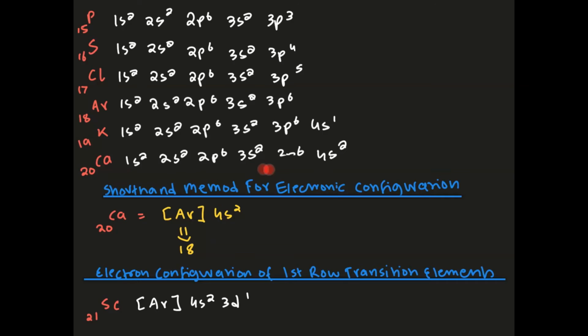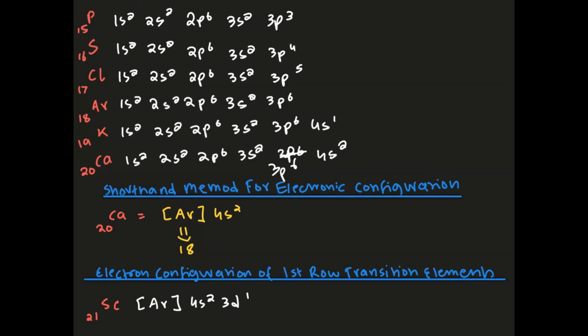As you can see over here, this is taking up a lot of space, right? This is supposed to be 2p6, 3p6. So this is taking up a lot of space. So a shorter way to do this is to use the argon core. As you can see over here, the number of electrons in argon is going to be 18. Right, so we can use this symbol to represent the first 18 electrons for any element.